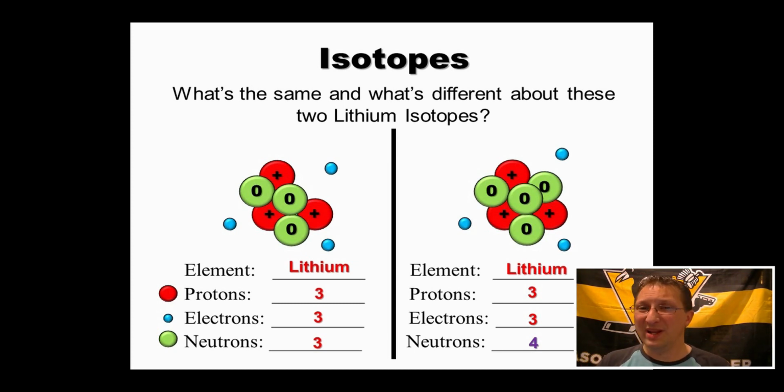So really, the only thing that's different between these isotopes is that one has more or fewer neutrons, and because of that, one is going to have more or less mass. That's it. That's the only thing different. But both are lithium. They're both different versions, just different isotopes of the same atom.